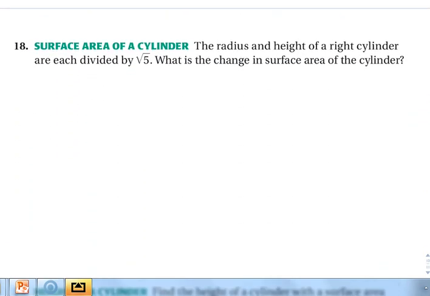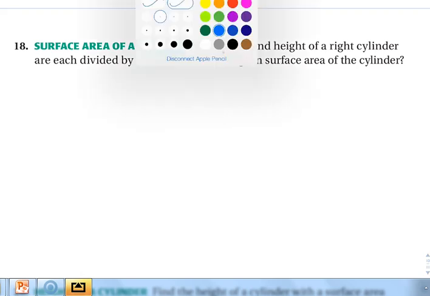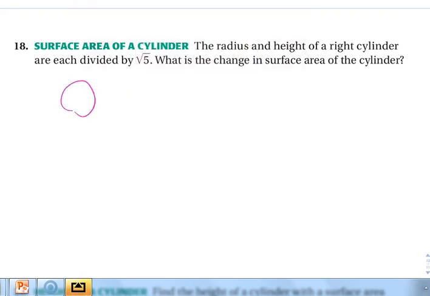The radius and height of a right cylinder are each divided by square root of 5. What is the change in surface area of the cylinder? Now I bring this up because this is similar to some work we did before. What it's saying is we had a big circle, and then a big circle, so we had the lateral area and everything. So radius, here's 2 pi r, and here's h.